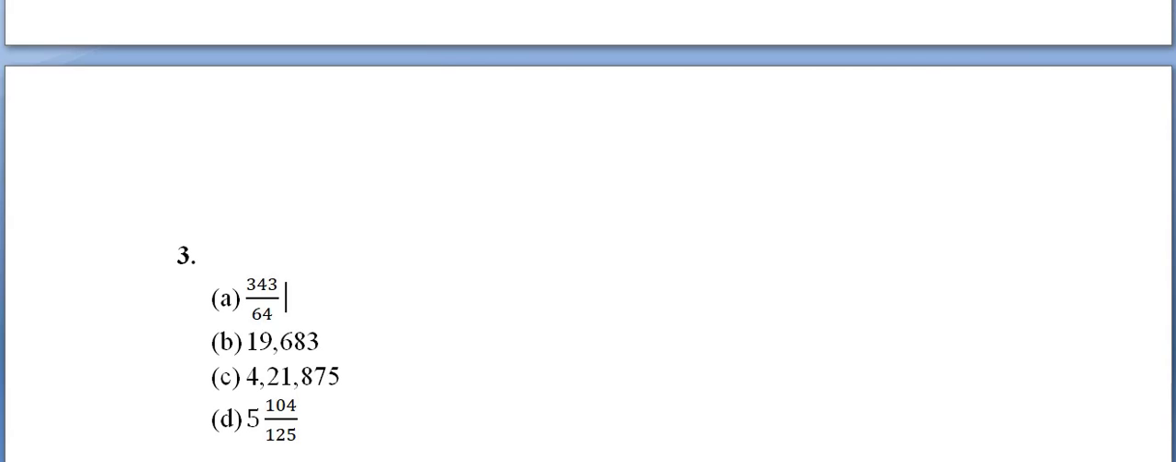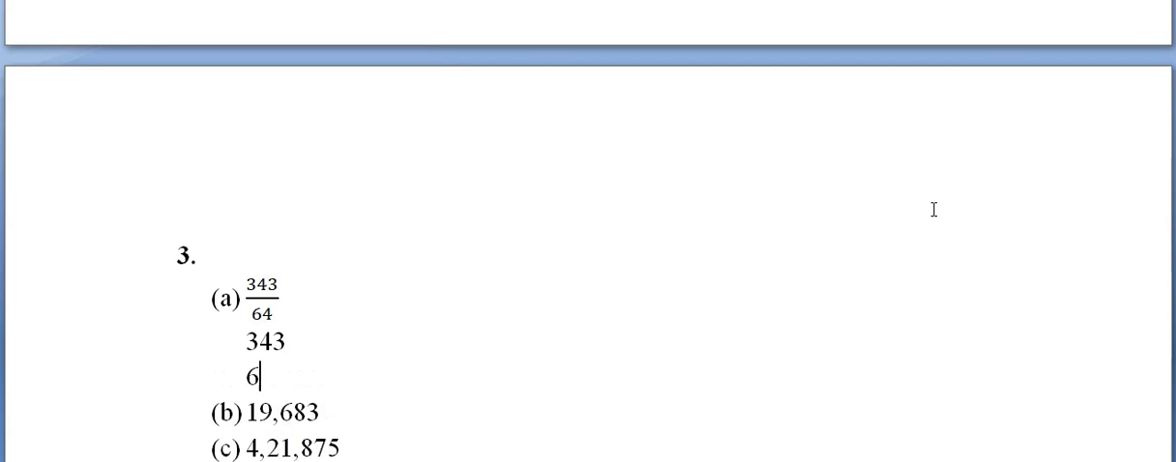Or you can do the long division method also. But prime factorization is the appropriate one, and you will get the answer very precisely. Anyway, so you have to find the prime factorization of 343 and 64. You will do that part in the rough column.